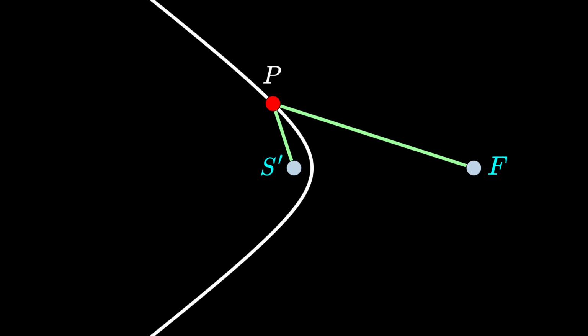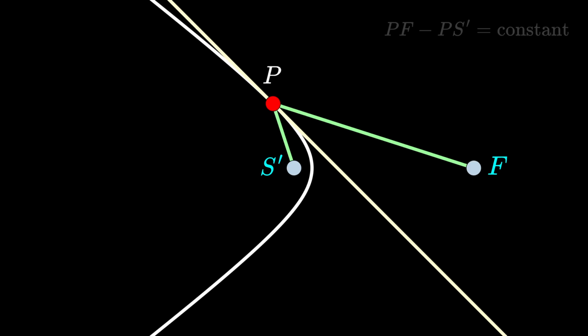Similar to an ellipse, the defining property of a hyperbola involves the two foci labeled as S' and F respectively. Any point P on the hyperbola has PF minus PS' to be a fixed constant. Another property of the hyperbola involves the tangent at P. The tangent makes the same angle to both segments that connect P to the foci.